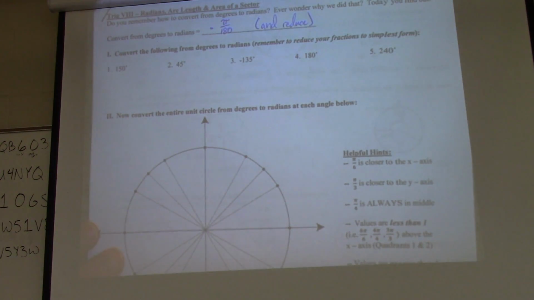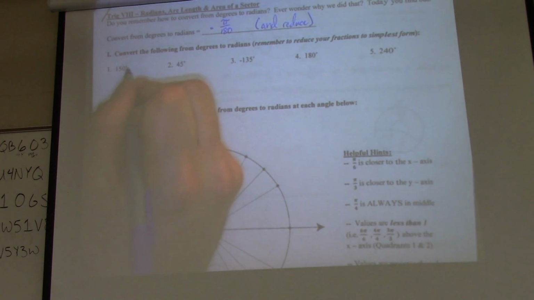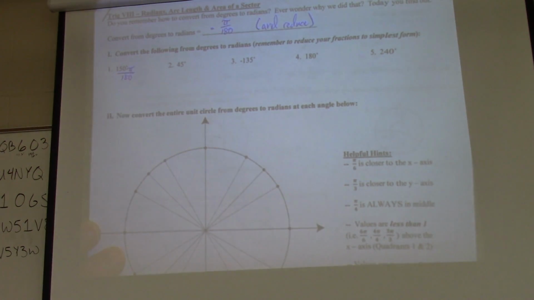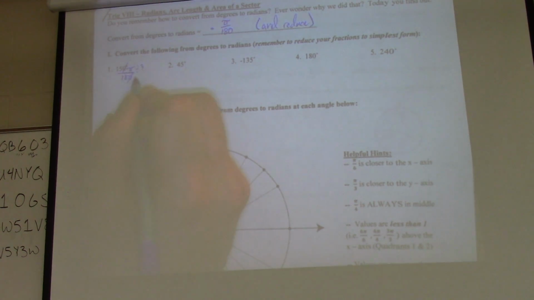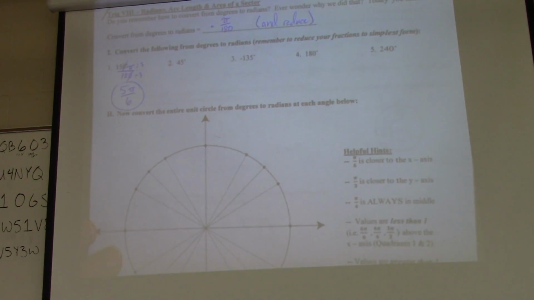For those of you who haven't had me before, what I do is I literally just put pi next to it and 180 under it and then reduce it. What number do we know for sure goes into 150 and 180? 10, right, because they both end in 0. So let me just cancel the zeros out. And what number goes into 15 and 18? 3 goes into the top and bottom, 5 and 6 times. And that's it. That's all you've got to do.